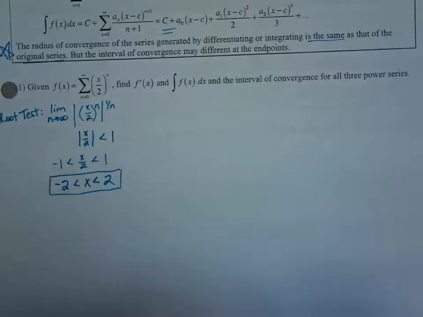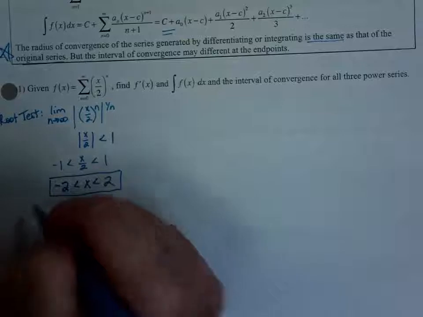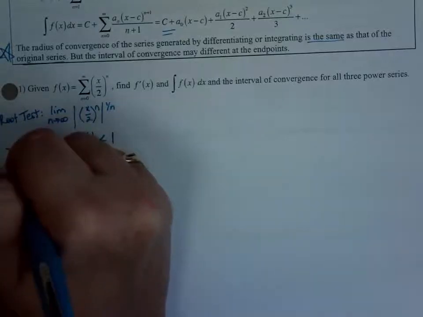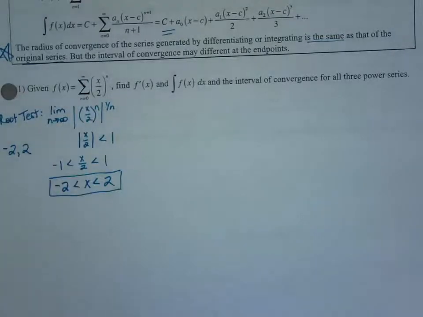So I'm going to come over here. I'm going to write negative 2 to 2. Do not put brackets or parentheses, because I don't know yet which one it gets. Put the two numbers down and let's test the endpoints. This is what we did last class.